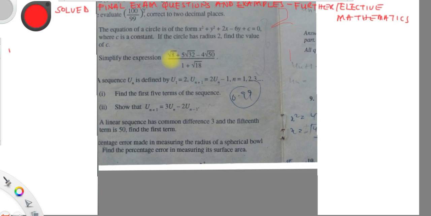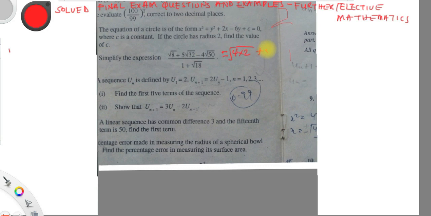Apart from this rational number, all the surds each have a perfect square as a factor, so you have to simplify them completely. So this is equal to: we have root 8. 8 is 4 times 2, where 4 is the highest perfect square that is a factor of 8.